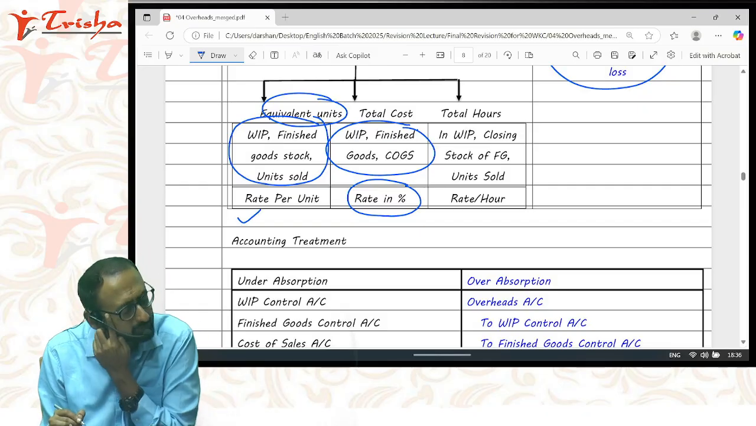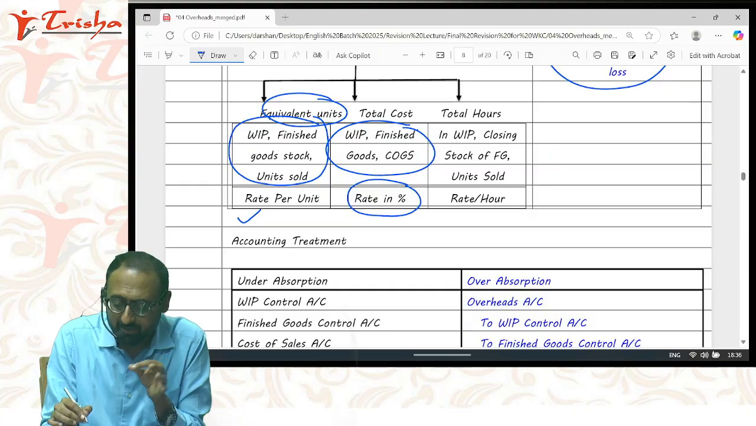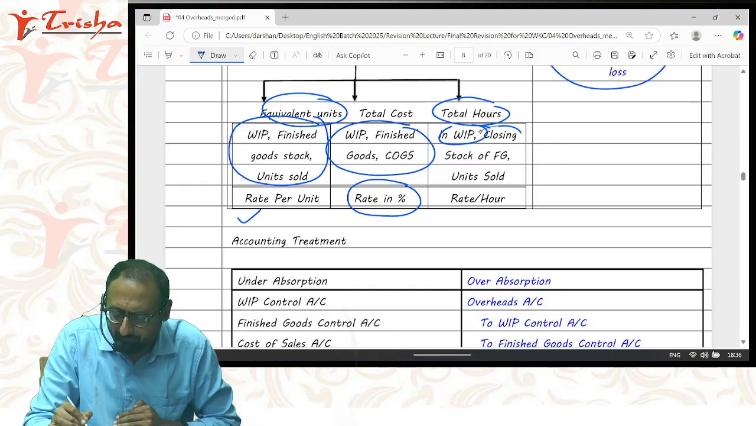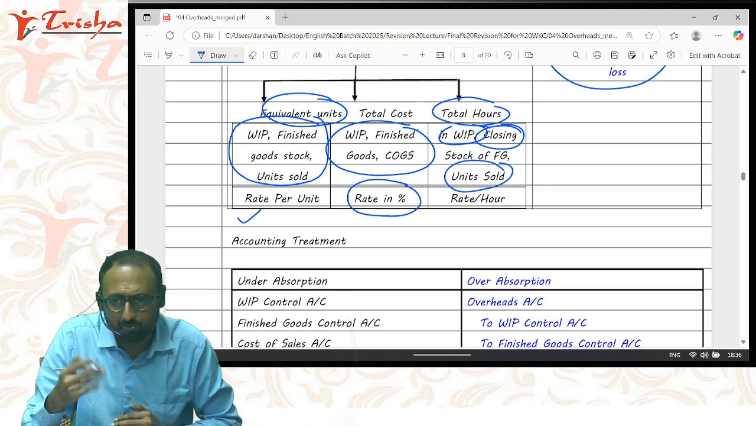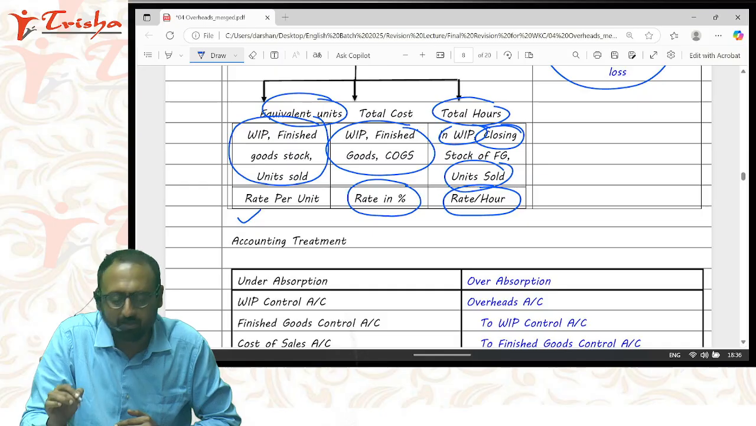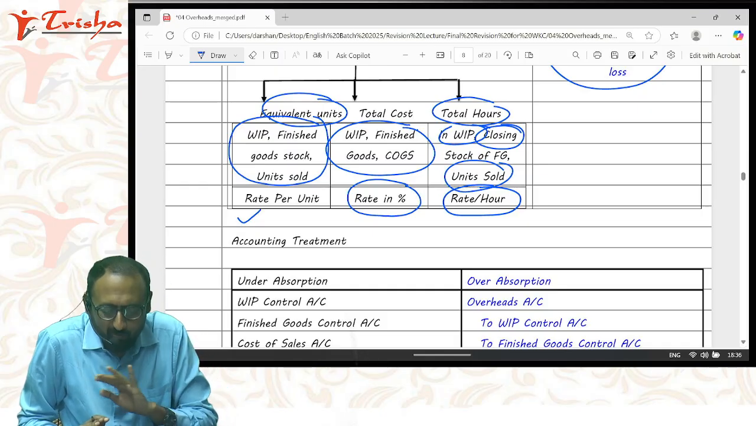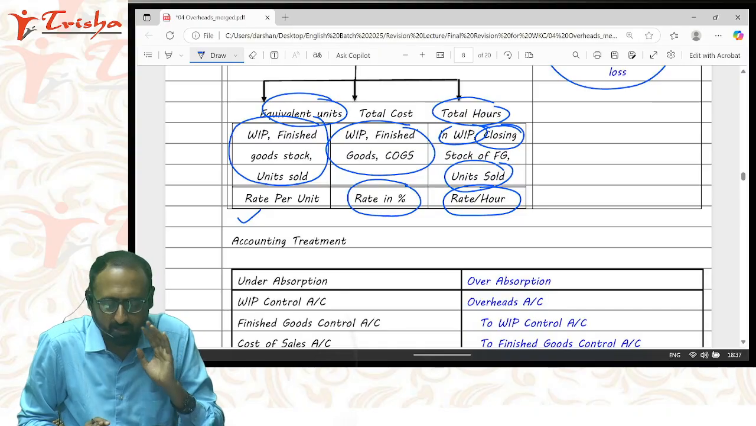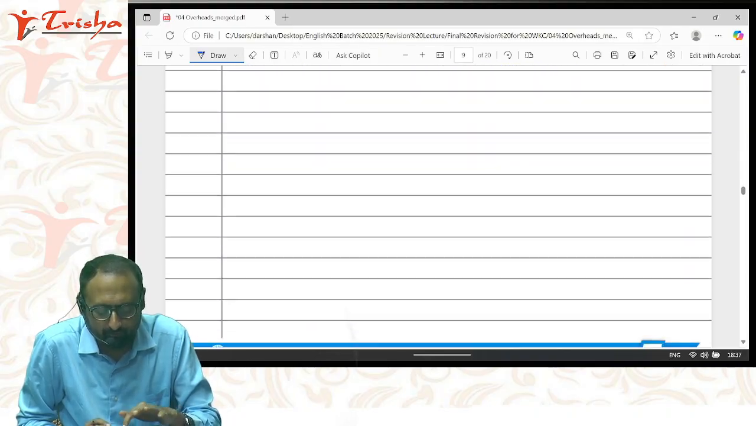But if in a question hours are given, then total under absorption divided by total hours in WIP, finished goods, and cost of units sold, Sarji. So the rate will be per hour. So all permutations and combinations I have covered in that under absorption or over absorption. I hope this point is absolutely clear to every one of you.